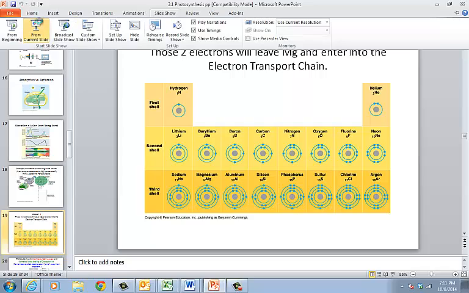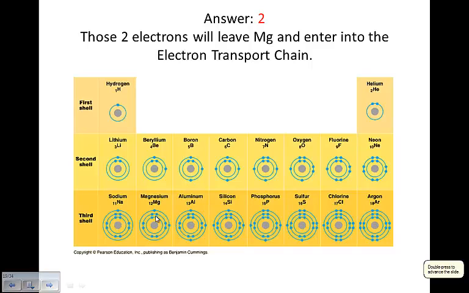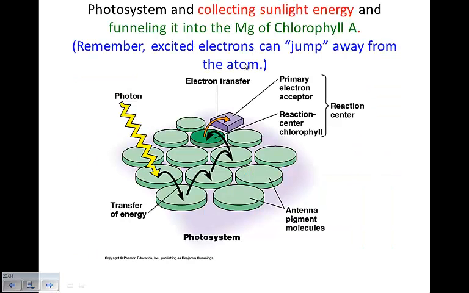Here's a visual of those shells: 2 in the first shell, 8 in the second shell. These two make it an unstable atom. It's not happy because it has 2 in there. It wants to get rid of them, which is good because those 2 electrons are going to leave magnesium and enter into what's called the electron transport chain.